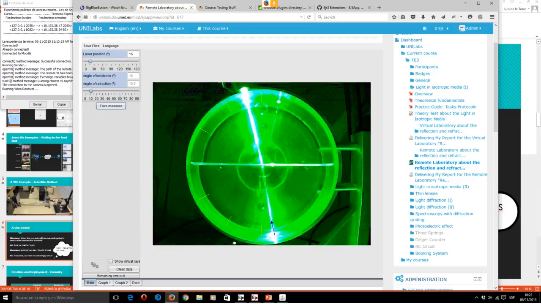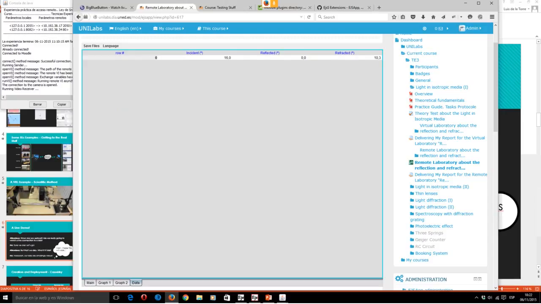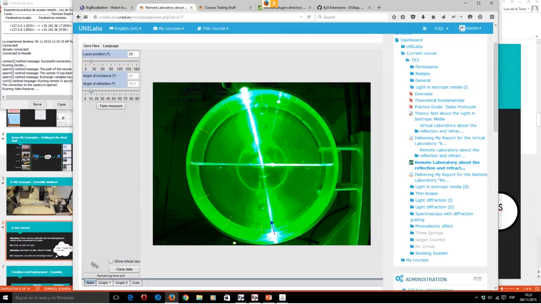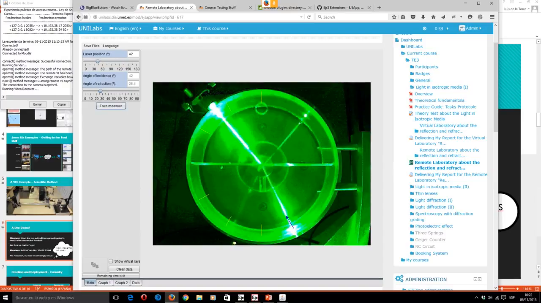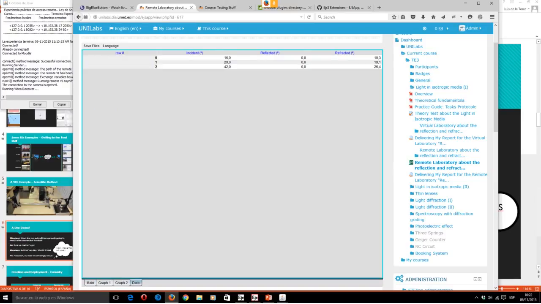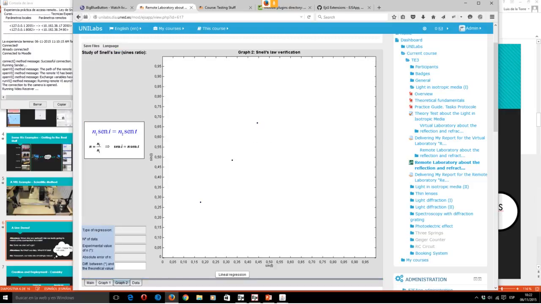So when they take a measure, they get the data here, so they know the incident angle is 16, the refracted angle is 10.3. And if they repeat the process, for example, they get 29 degrees for the incident angle, and then they get a new measure of the refracted angle, and then they move to 42, and they repeat the process several times. What they are actually doing is gathering some data they can then use to plot a graph and see there is a linear regression between the sine of the incident angle and the sine of the refracted angle.